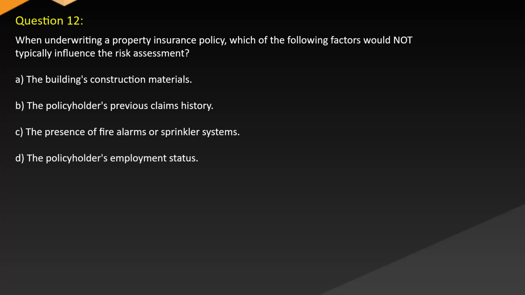Question 12. When underwriting a property insurance policy, which of the following factors would not typically influence the risk assessment? A. The building's construction materials. B. The policyholder's previous claims history. C. The presence of fire alarms or sprinkler systems. D. The policyholder's employment status.